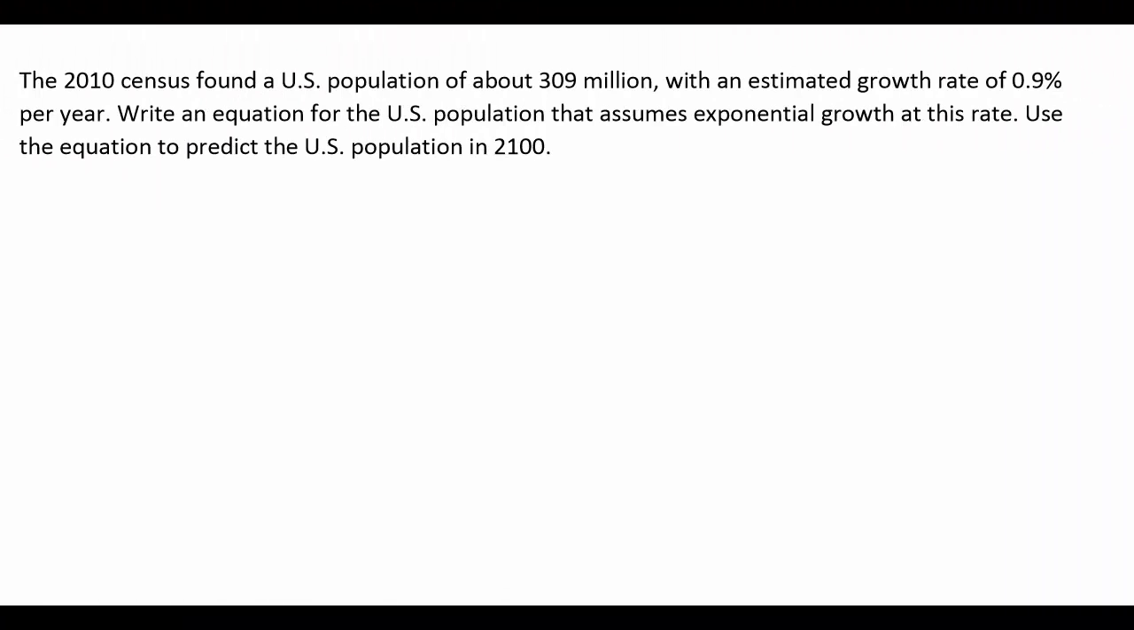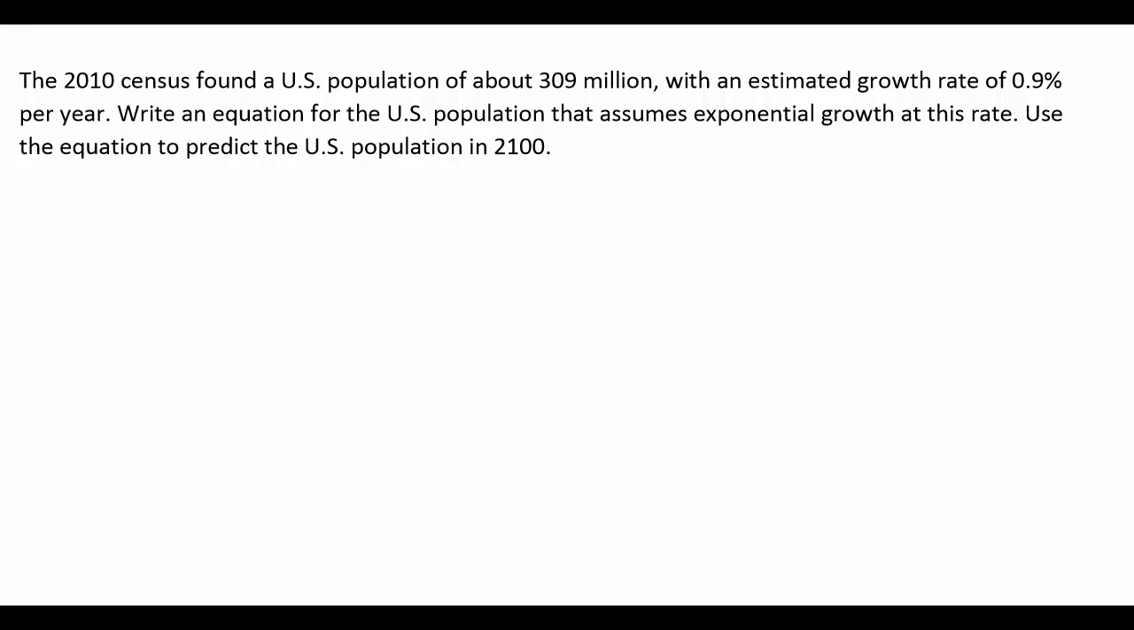All right, the 2010 census found a U.S. population of about 309 million with an estimated growth rate of 0.9% per year. Write an equation for the U.S. population that assumes exponential growth. Use this to predict the population in the year 2100.